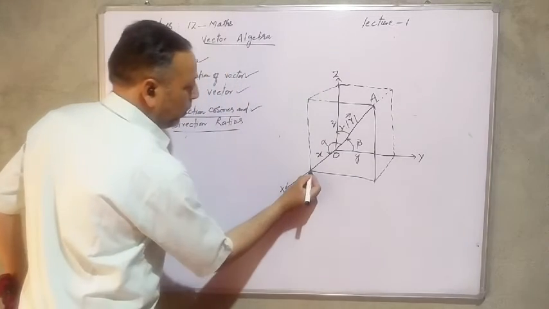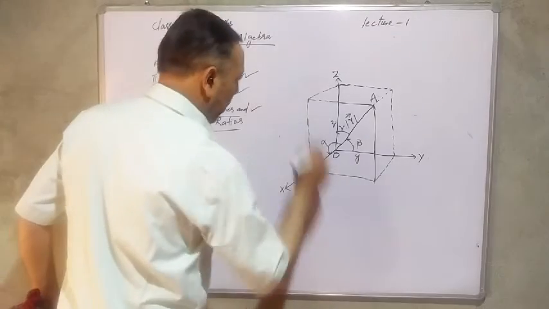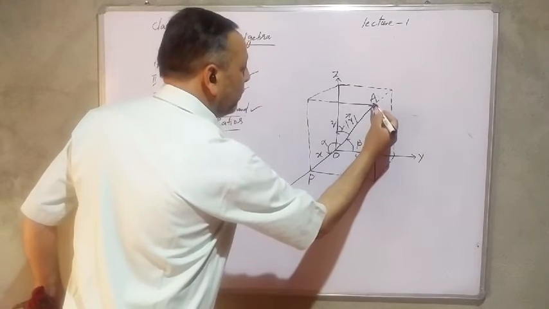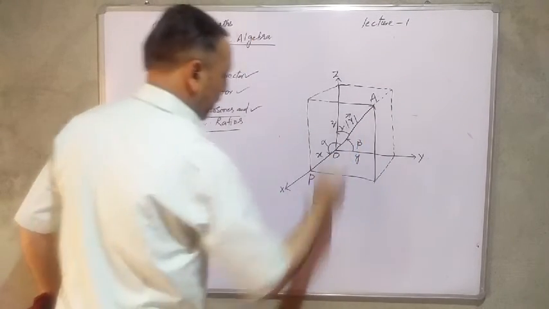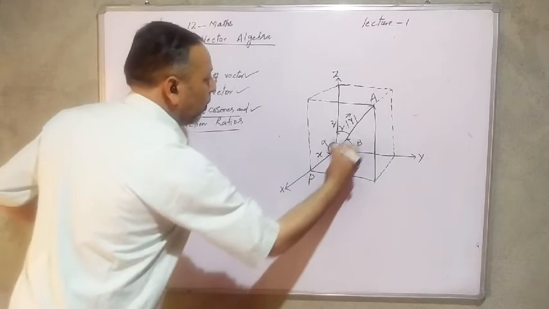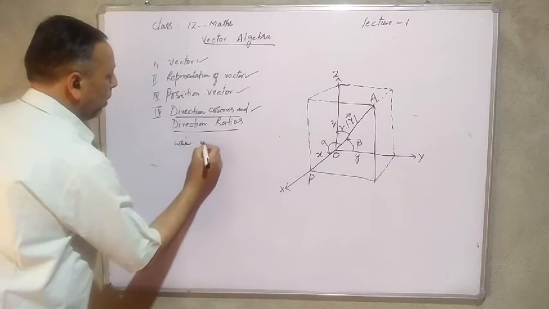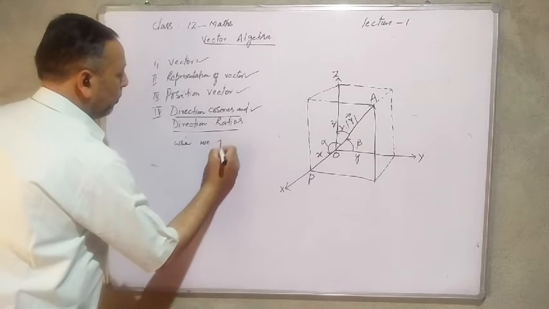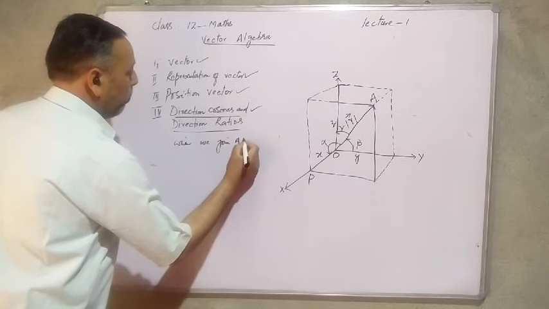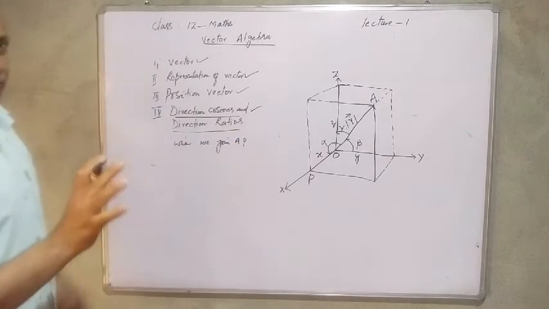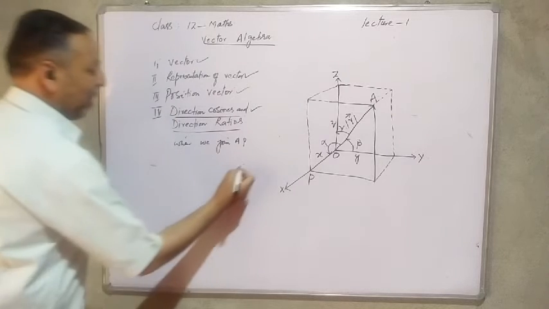Name this point on the x-axis as P. Now, when we join AP, we get a triangle, a right angle triangle, like this.